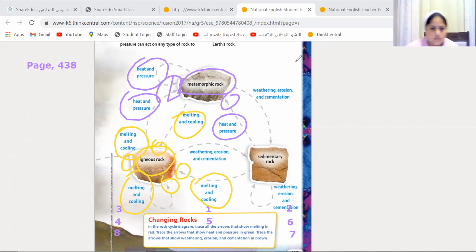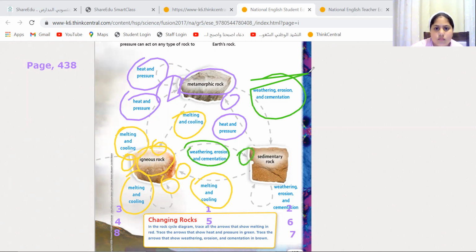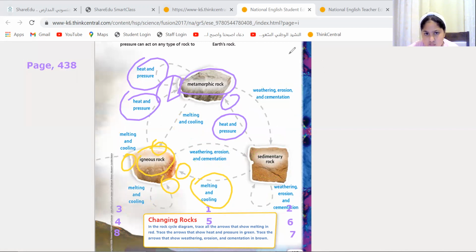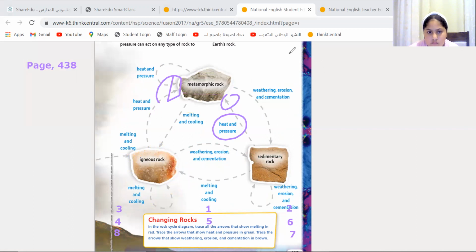Now I'm going to use a different color. Let's see, green. So whenever there is erosion or weathering or even cementation, they lead you to go where? Sedimentary. Excellent, sedimentary rock. This is the key to learn about rocks. If you know how they formed, you will know which type they make. Okay? Clear? Clear. All right.